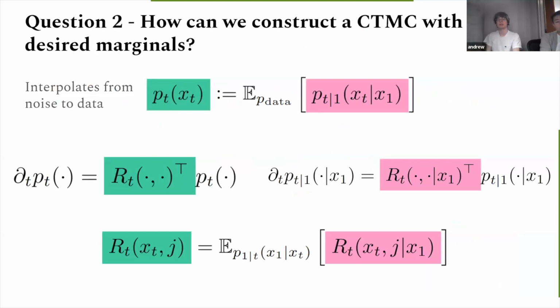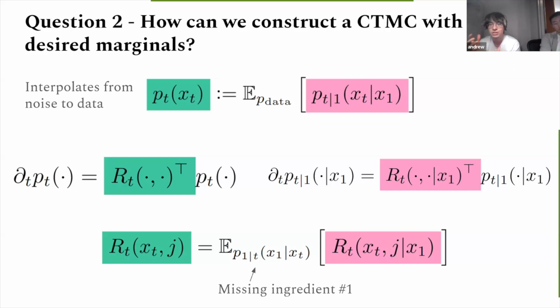Yeah, so we have a result that if you know this conditional rate matrix that satisfies the Kolmogorov equation for the conditional marginal distributions, then you are able to calculate the unconditional rate matrix by taking the expectation with respect to a denoising distribution. The denoising distribution is: you're given a noisy point xt, and you have to predict clean data x1, and you take the expectation with respect to that denoising distribution of your conditional rate matrix.